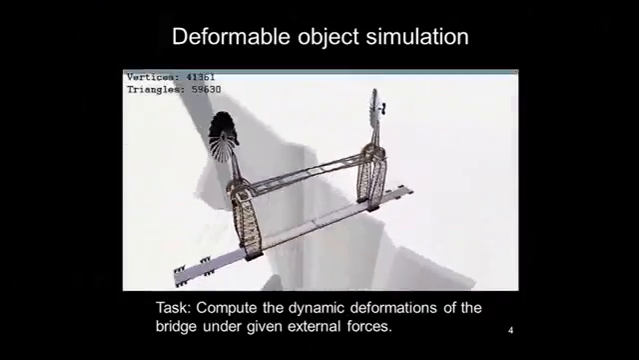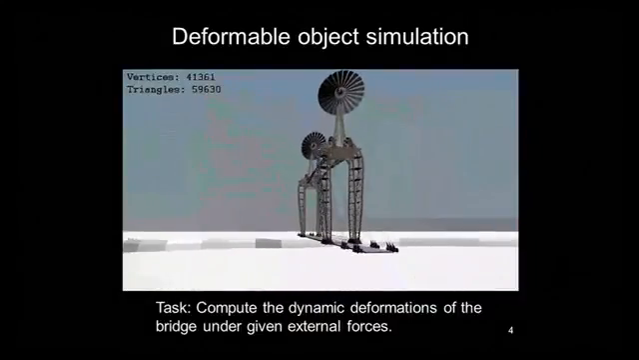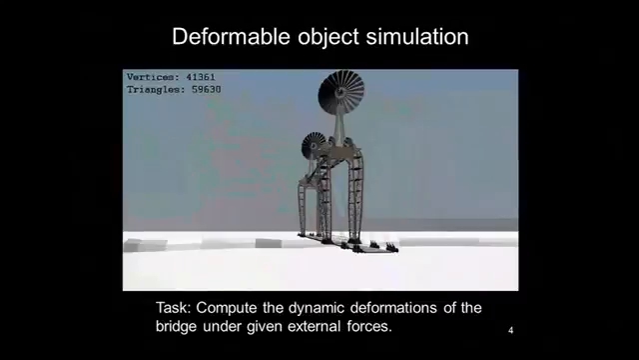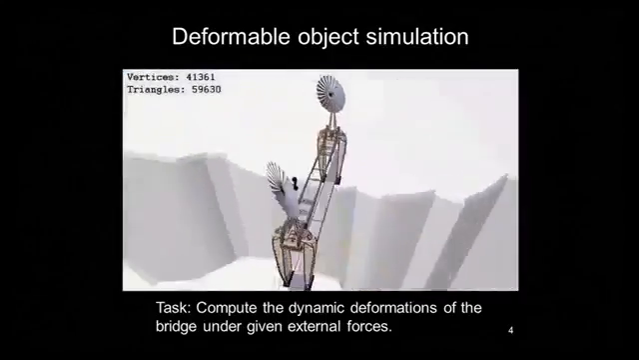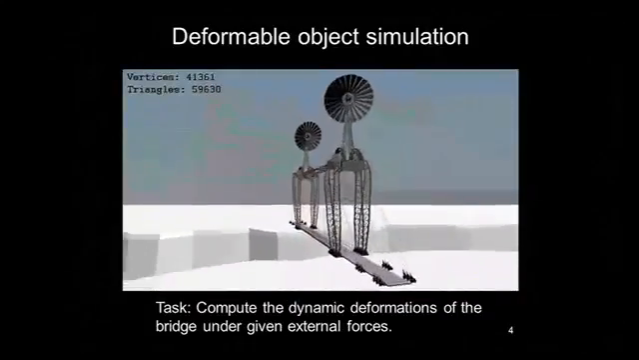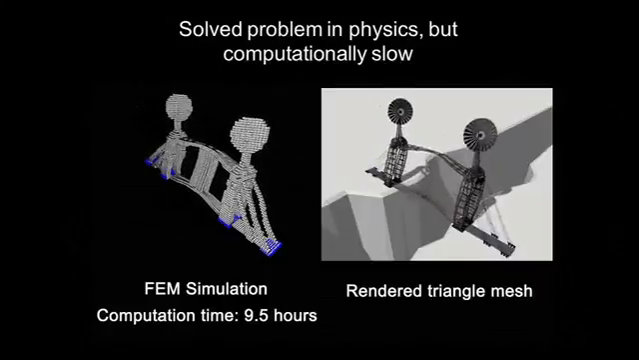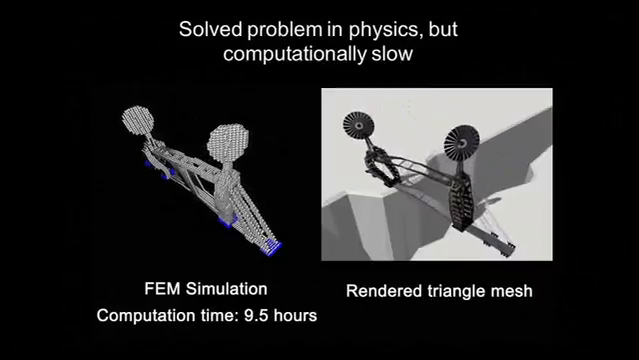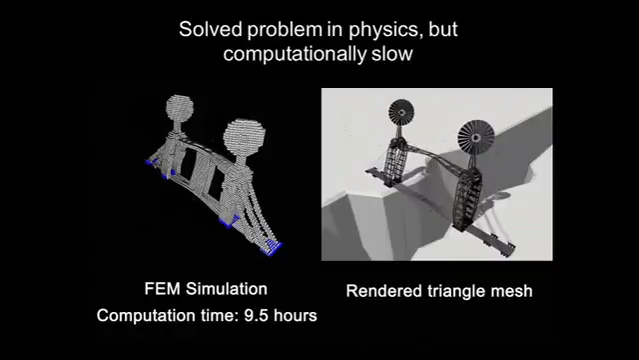So to give you a bit of a background of what I do, suppose you're given this kind of a model of a bridge. And now what you want to do is compute the dynamic deformations of this bridge under some given external forces. So you can apply the finite element method, and you can compute this motion. This is a solved problem in physics. The issue here is that the computation is very slow. So it takes 10 hours to compute these 5 seconds of the animation.